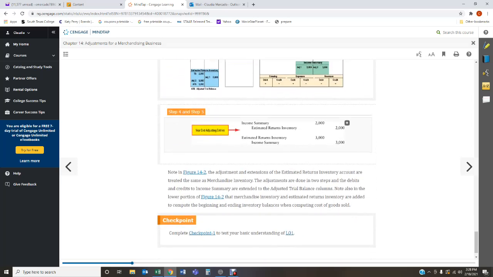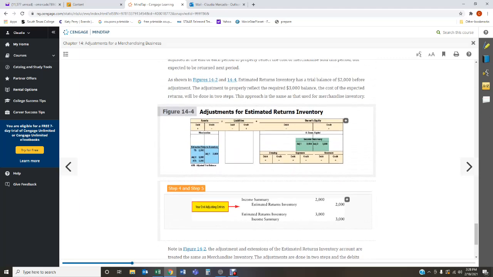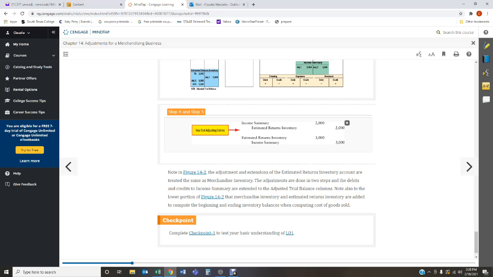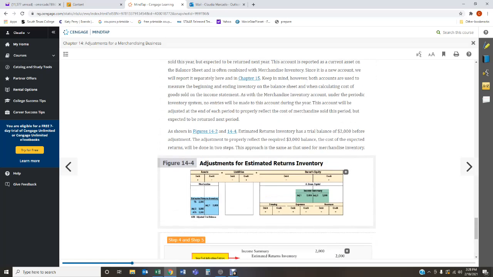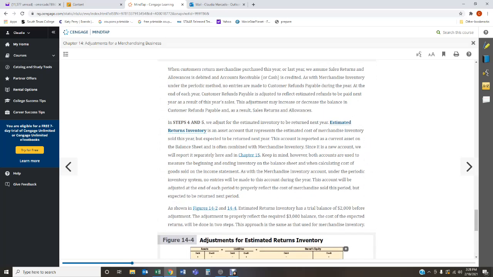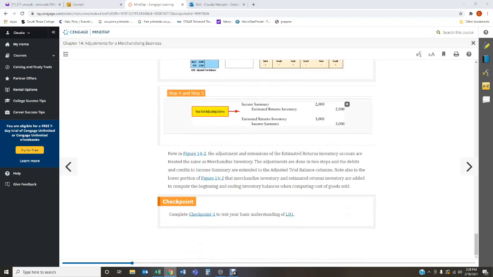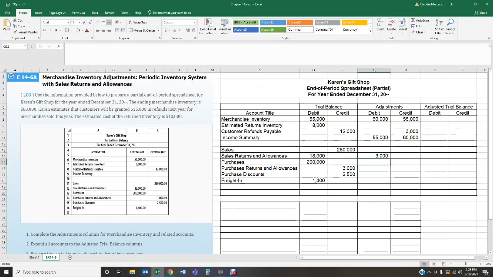Now in steps 4 and 5, here we have some returns. We have estimated returns inventory. What is happening here in steps 4 and 5, we adjust for the estimated inventory to be returned next year. Let's see what information they're giving us in the problem. We've already taken care of that. The estimated cost of the returned inventory is $10,000. So what are we going to do?